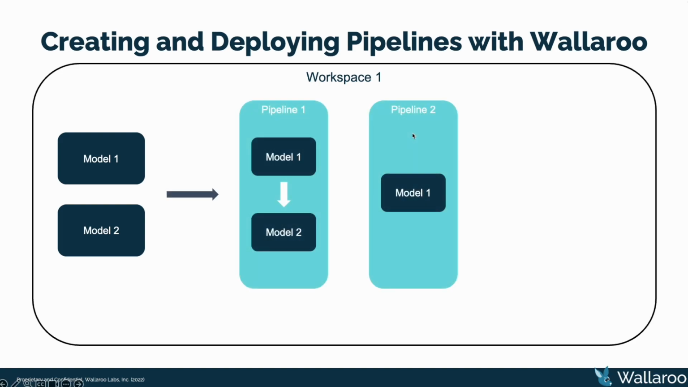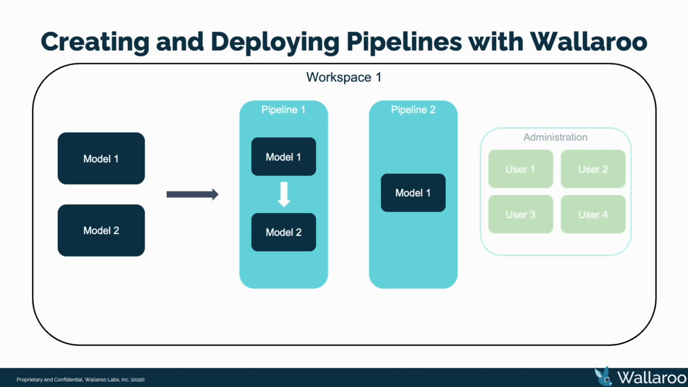In Wallaroo, you combine these models into what we call pipelines. These are the units that you actually go and deploy, and they consist of one or more model steps. So you can either have, as we see to the right, just one model that stands alone and is deployed in a pipeline, or as we see to the left, multiple models where the output of one feeds into the input of the next. The last piece is the administration layer, and this is where you can add users to your workspace and control who has permissions to change what.